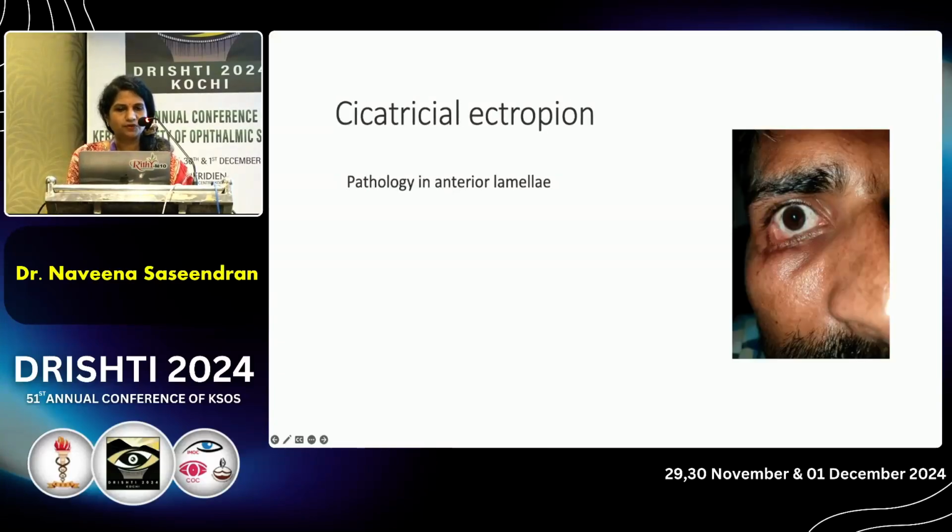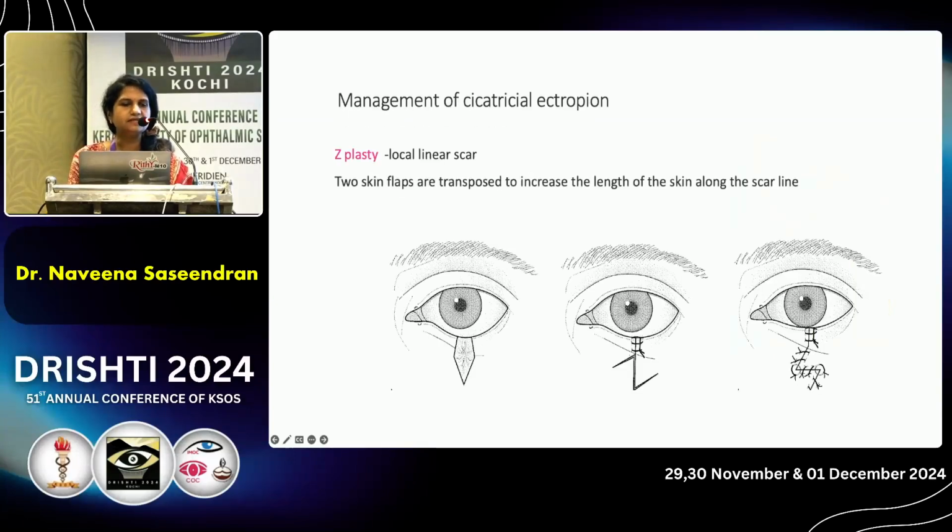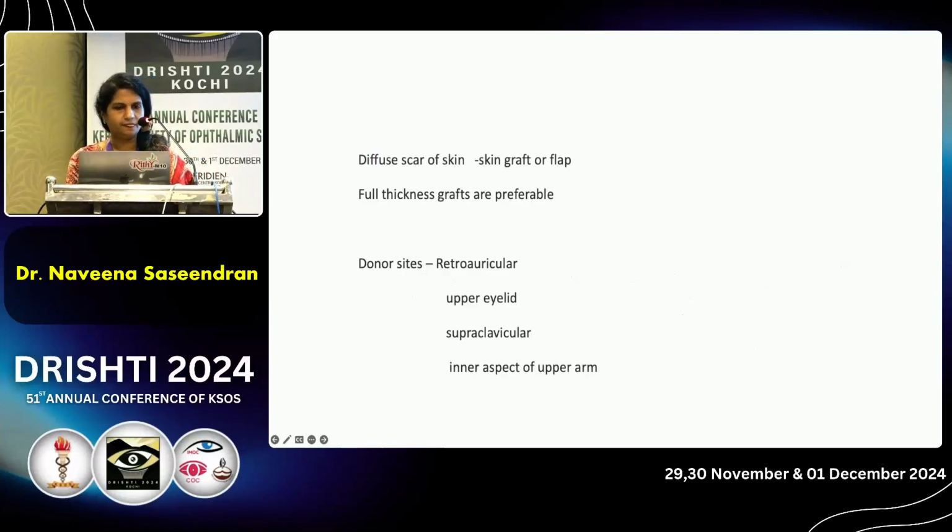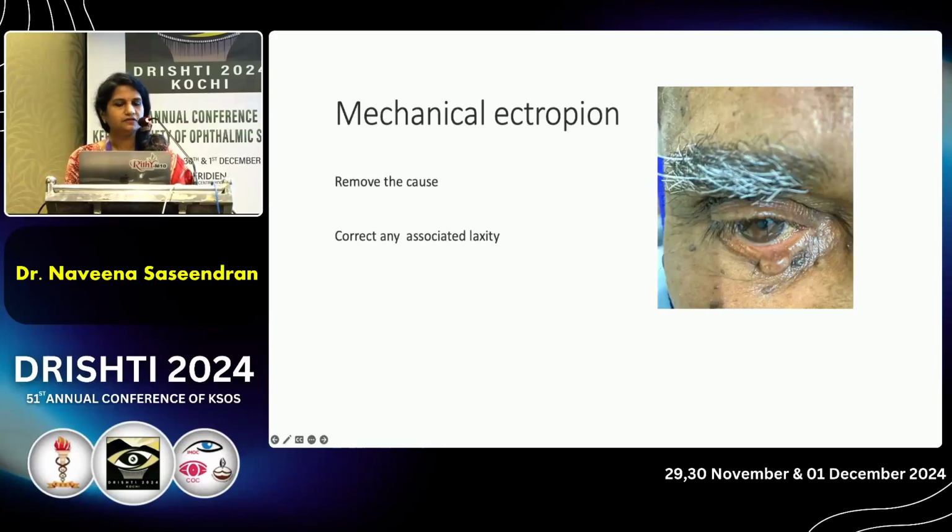Cicatricial ectropion: the main pathology lies in the anterior lamellae. So, if it is a local linear scar, we can go for Z-plasty, where two skin flaps are transposed to increase the length of the skin along the scar line. In diffuse scar, we can go for either skin flap or skin graft. In case of skin graft, full thickness skin grafts are preferable. Mechanical ectropion: always remove the cause and treat any associated laxity.